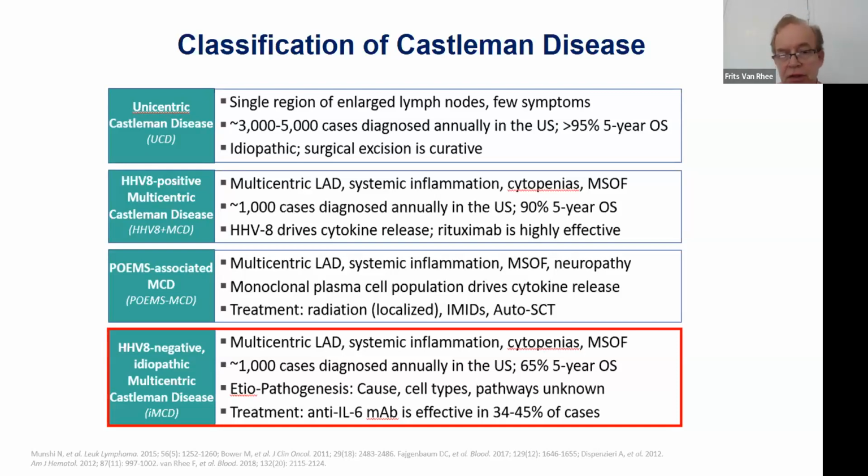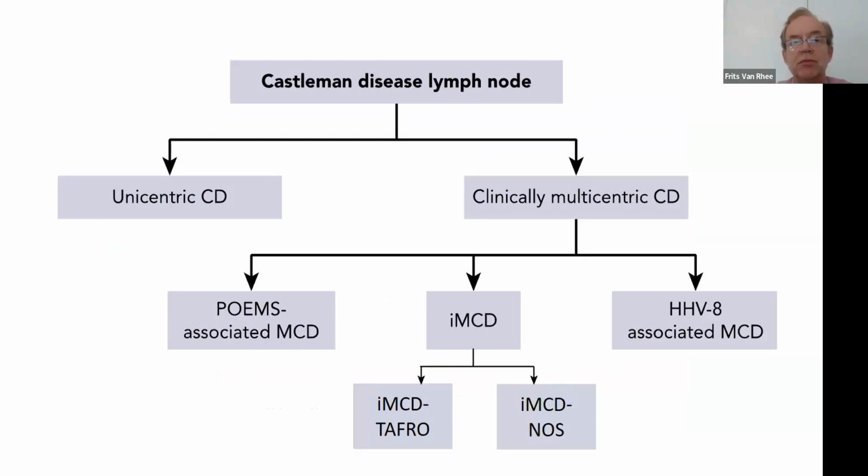Then lastly, there's the variant I will be speaking about, which is called idiopathic multicentric Castleman's disease, which obviously means that we don't know the cause. It's a systemic inflammatory disorder. We know that interleukin-6 and other cytokines are important, and treatment targeting interleukin-6 can be quite effective. So this is a pictorial overview of the classification of Castleman's disease.